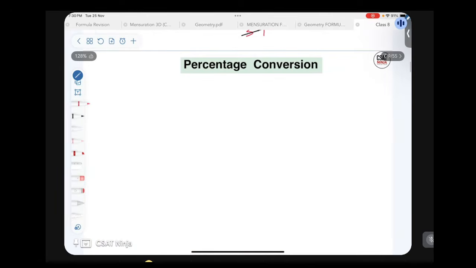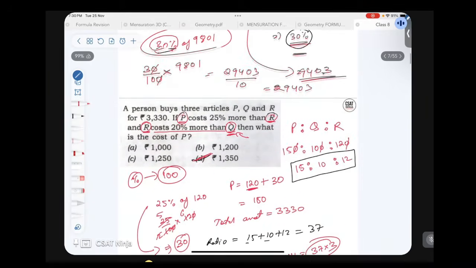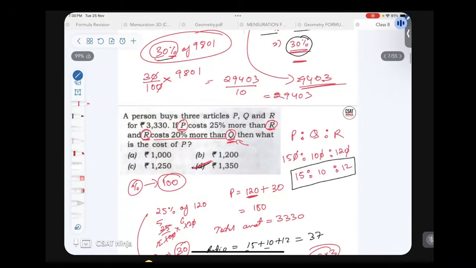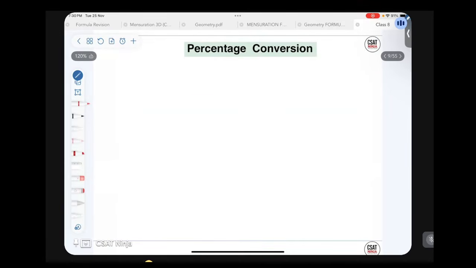Now let's begin. What is percentage now? I've discussed how to approach questions from a percentage perspective. All the questions that we have done are from different topics, but we have approached all of them from a percentage perspective. So let's try the core concept of percentage now.